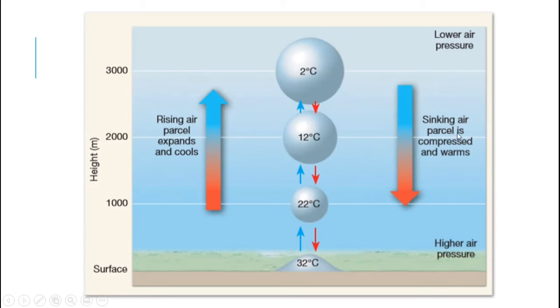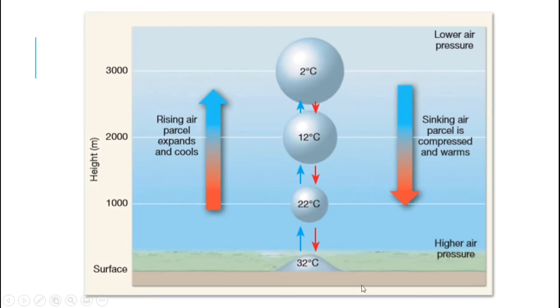But a sinking air parcel is compressed and warms. Because as you move down, you have higher pressure at the lower altitude, so that means the particles will be more compressed. And then, if it's more compressed, therefore it will warm. Okay, so hopefully you are getting the concept.